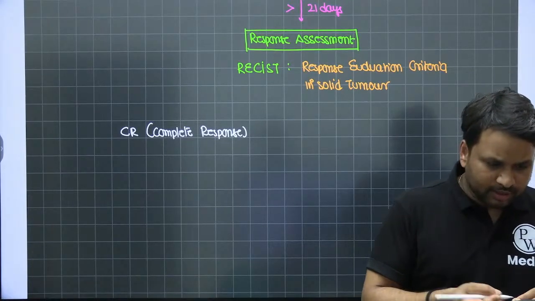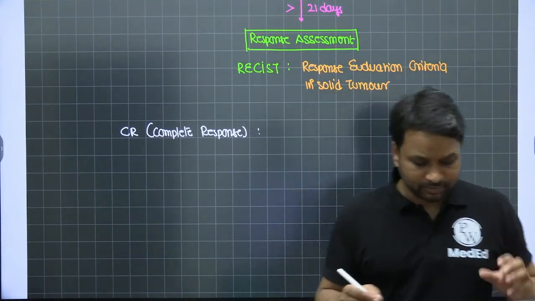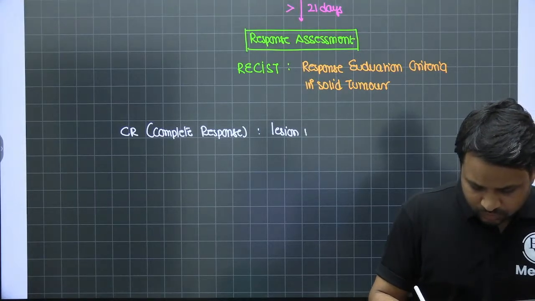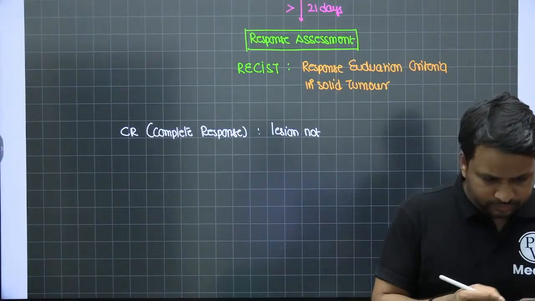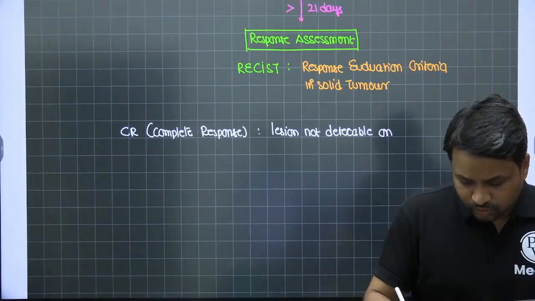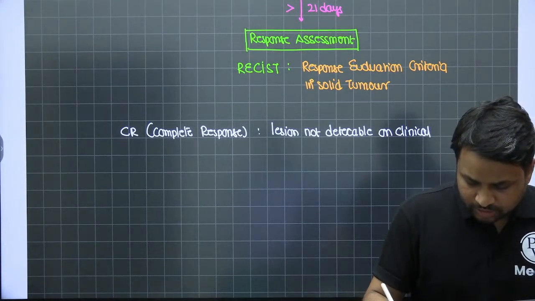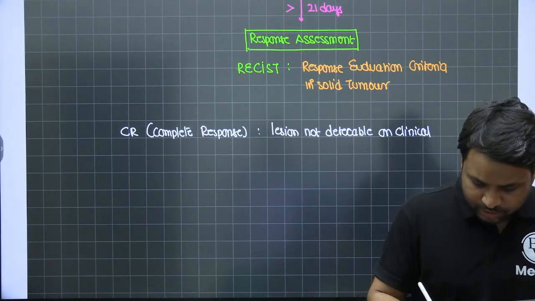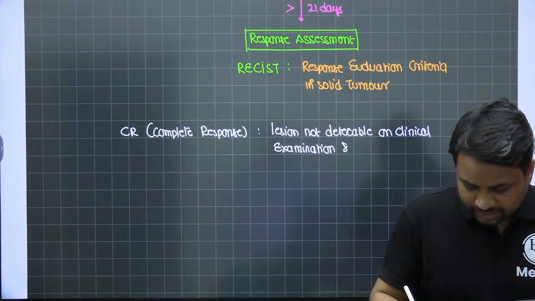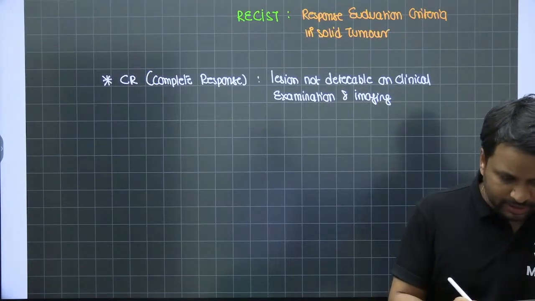CR stands for complete response. That is, the lesion is non-detectable clinically or on imaging. We have the lesion not detectable on clinical examination and on imaging. That is, on ultrasound also, you're not able to find it. That means a complete response is there.